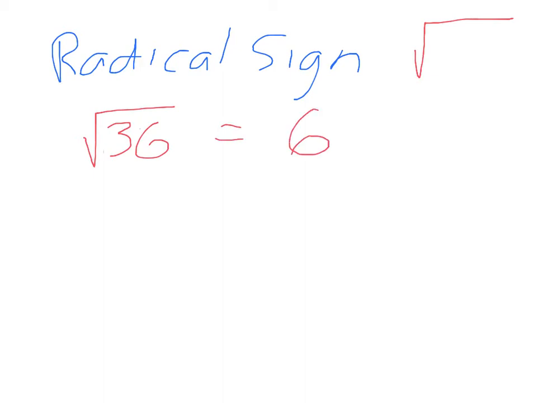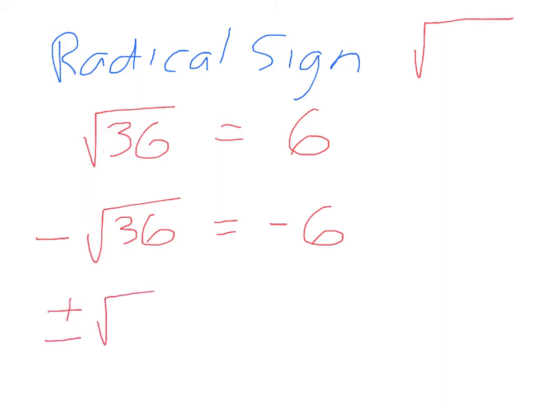If I said to you, what is the negative square root of 36? Well, here we look at the square root of 36, which is 6, and then we add a negative sign onto it. Sometimes I might do this, plus or minus root 36. Well, in this case, that means it's plus or minus 6.